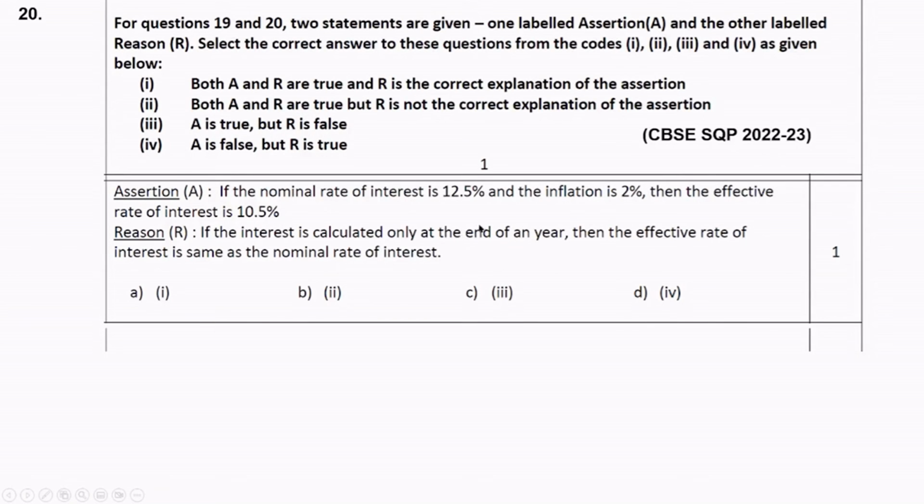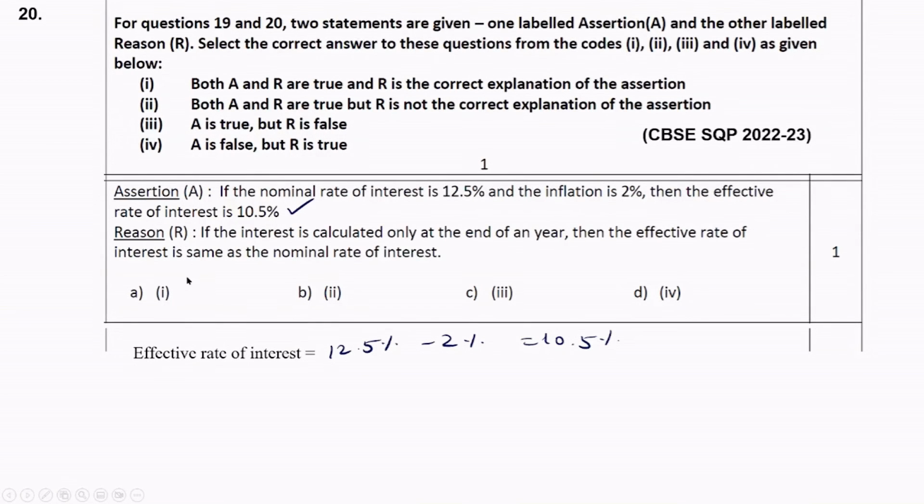So here we have the assertion. If the nominal rate of interest is 12.5% and inflation is 2%, then the effective rate of interest is 10.5%. Reason: if the interest is calculated only at the end of a year, then the effective rate is same as the nominal rate of interest. So first we will see the assertion and check whether it is true or not. Here the effective rate is given by nominal rate minus inflation rate. So it is 12.5% minus 2%, which is 10.5%. So the assertion is true.